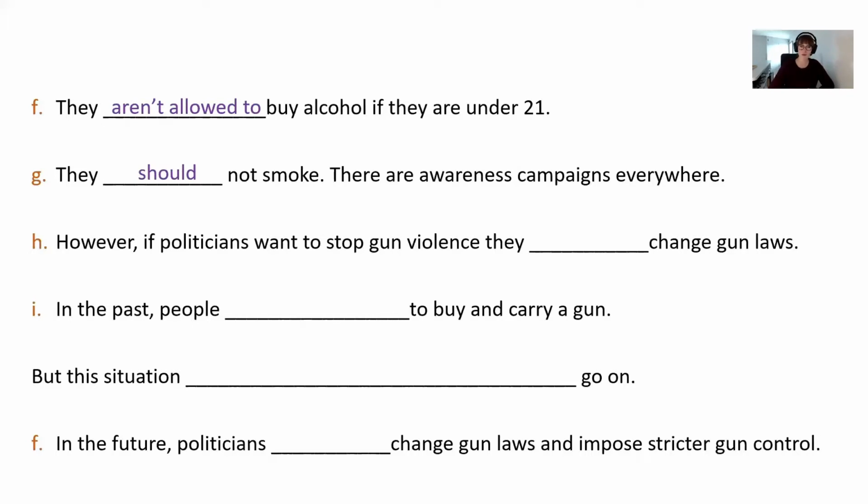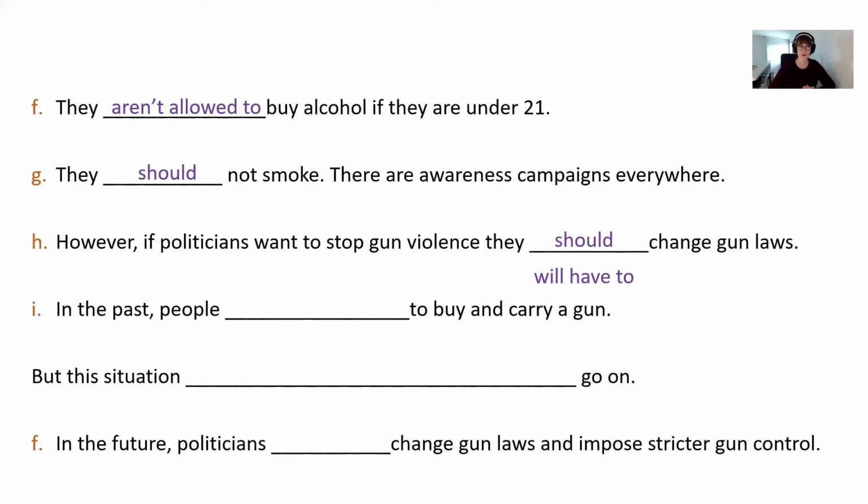However, if politicians want to stop gun violence, they should change gun laws. Or they will have to change gun laws. Si les politiques veulent empêcher la violence par arme à feu, ils devraient changer les lois concernant les armes à feu, ou ils devront changer les lois concernant les armes à feu.